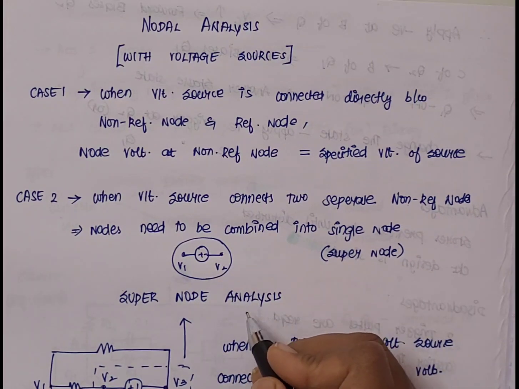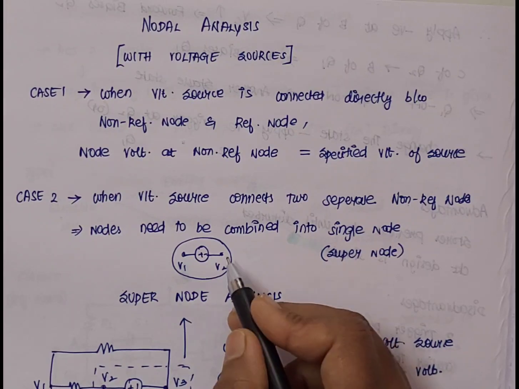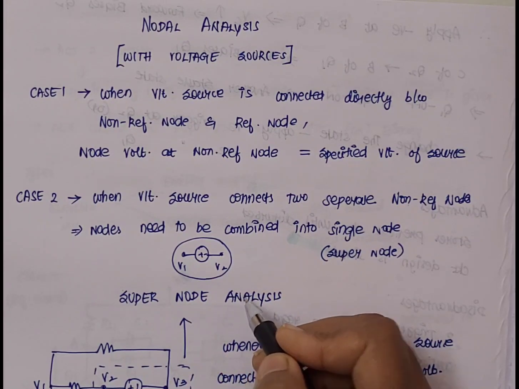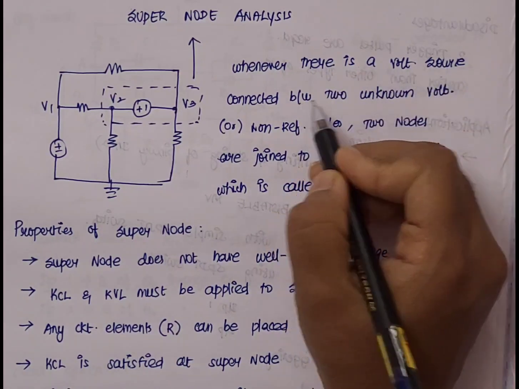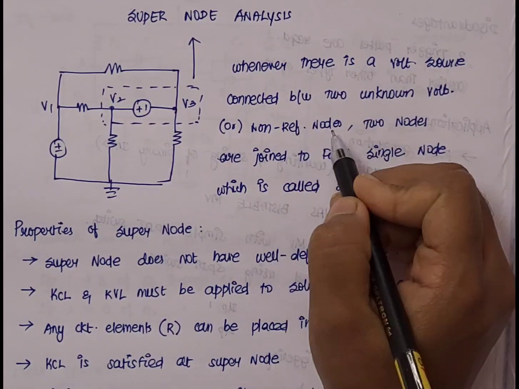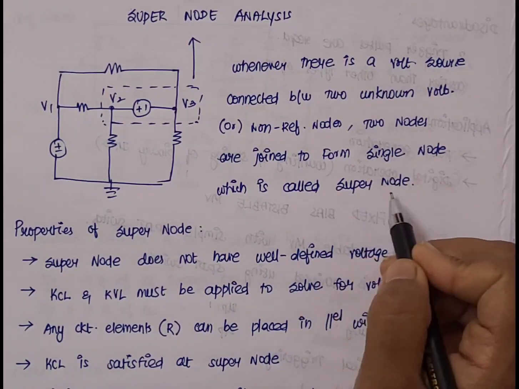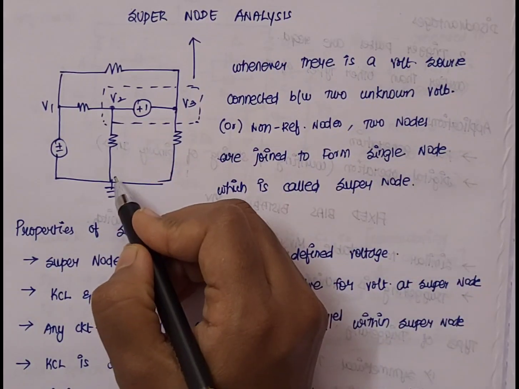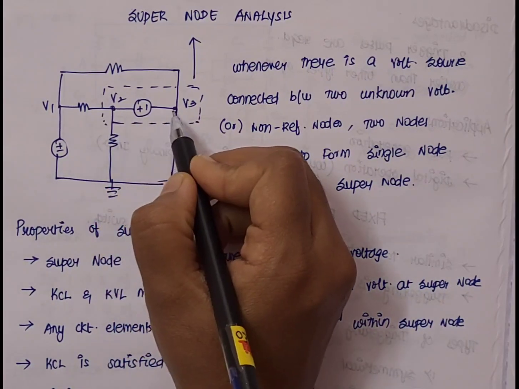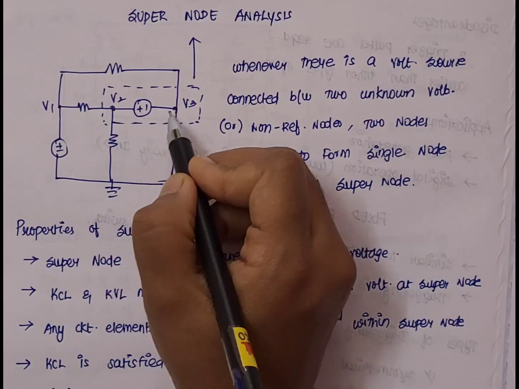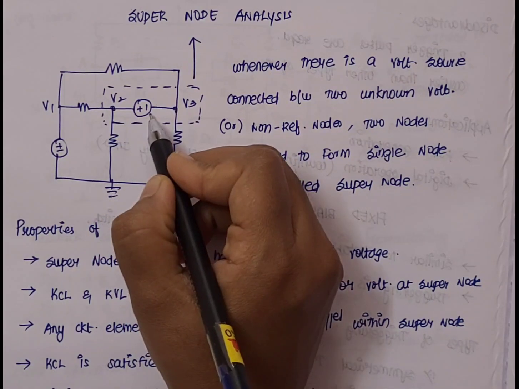Now let us see the definition of super node analysis and its properties, and then we can solve problems based on it. The definition is: whenever there is a voltage source connected between two unknown voltage or non-reference nodes, then the two nodes are joined to form a single node, which is called the super node. Looking at the circuit diagram, we have V2 and V3 as two non-reference nodes, that is, the voltage at these points is unknown, and in between we have a voltage source.